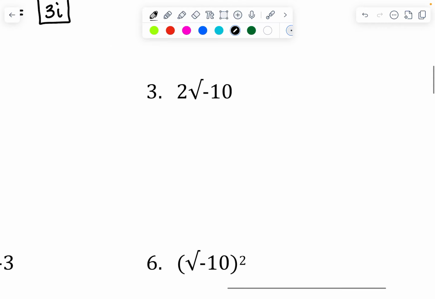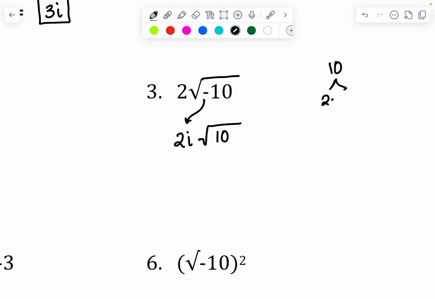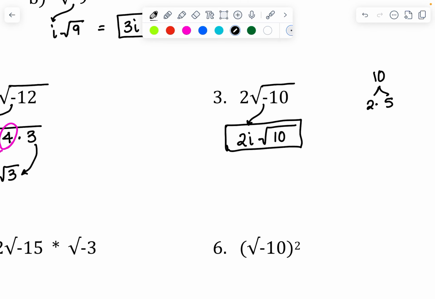Number 3, 2 times the square root of negative 10. Pull out the negative. That becomes a 2i times radical 10. 10 cannot be broken down into anything more than just 2 times 5. So we're just going to leave it alone. There's no perfect square in 10. Let's take a look at number 4.